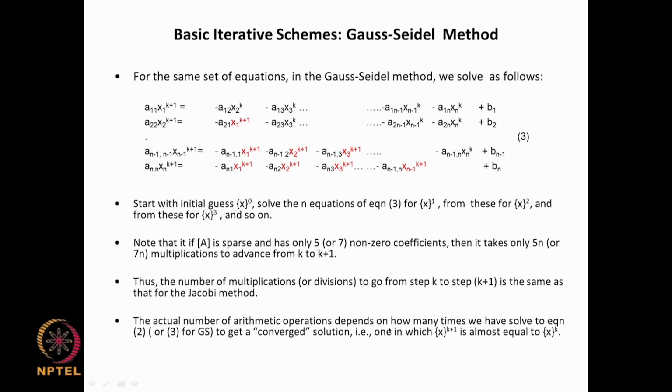A converged solution here is one in which x k plus 1, that is the updated one, is almost equal to xk, the one that we had before. If the amount of updating between the previous and the current one is very small, then you can say it is almost a converged solution, because any further updating is not making much change.